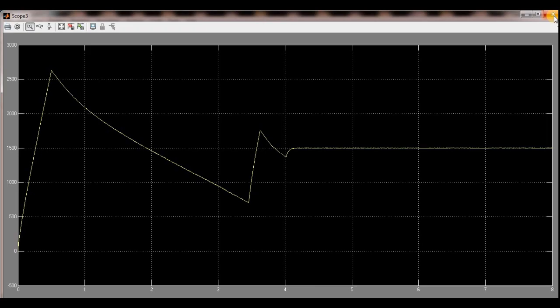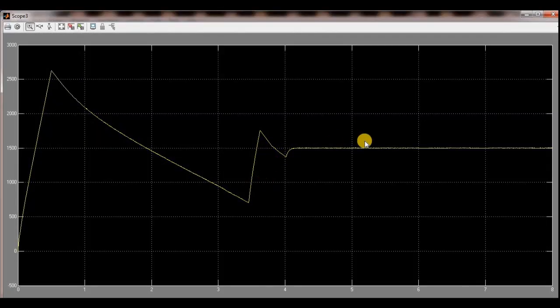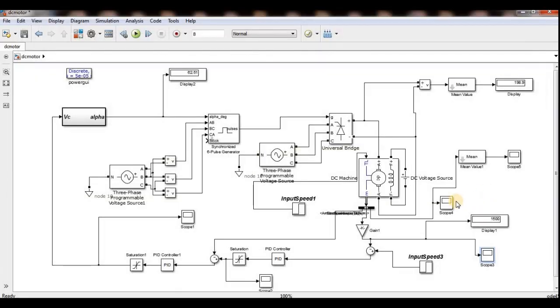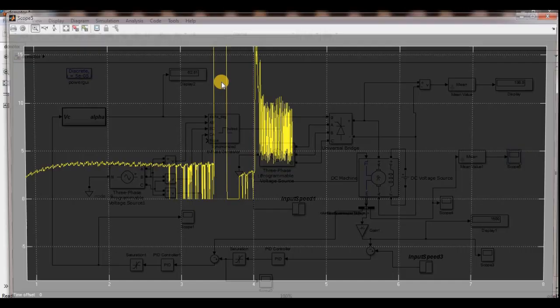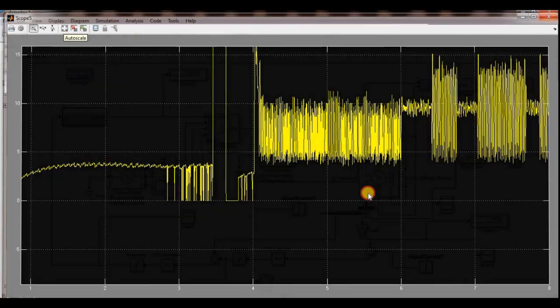J d omega by dt equals TL minus TG. So TG is somewhat less than TL. Then only I can get the change in speed. So once it is stabilized, my torque and load torque will both be the same. Once it is stabilized after the fourth second, then only I can get an equivalent torque.